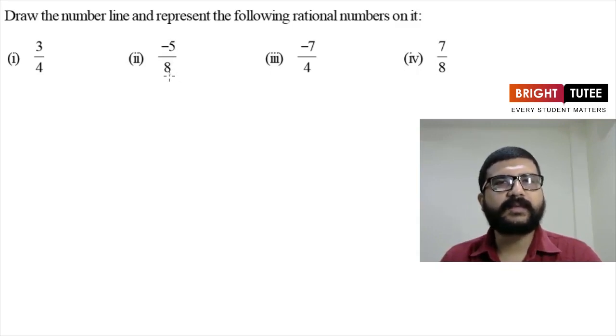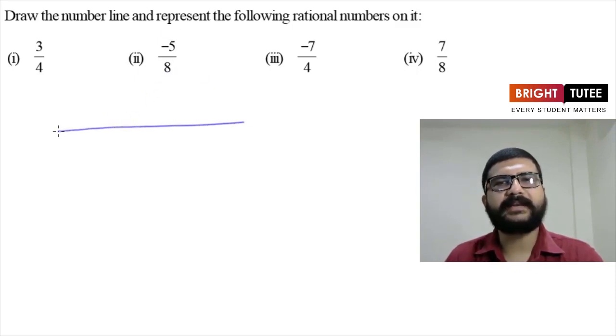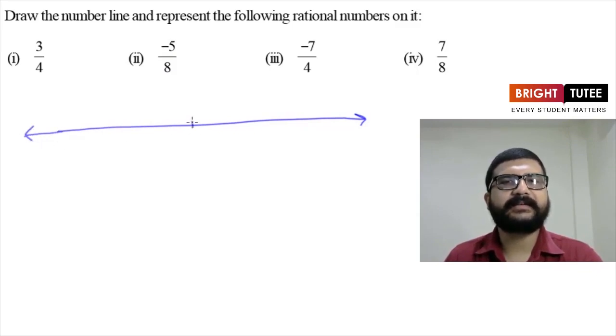Now between which two numbers will it lie? So here minus 5 upon 8. 5 upon 8 will lie between 0 and 1. So minus 5 upon 8 will lie between minus 1 and 0. So this number is lying between minus 1 and 0. So let's draw a number line and let's mark 0 and minus 1 on it. So here is the number line. Let's say this is 0 and here we are having 1 and somewhere here we are having minus 1.